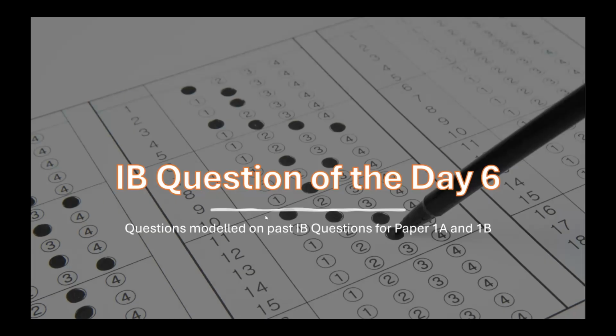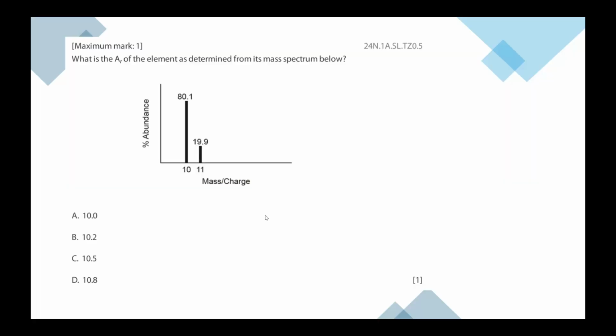Today we're going to have a look at a multiple choice question, again from, I think, last year's IB in the November section. Alrighty, so here's our question. Pause it, have a crack at it, and then we'll come back and work through it together. The question is, what is the relative atomic mass of the element as determined from its mass spectrum below?